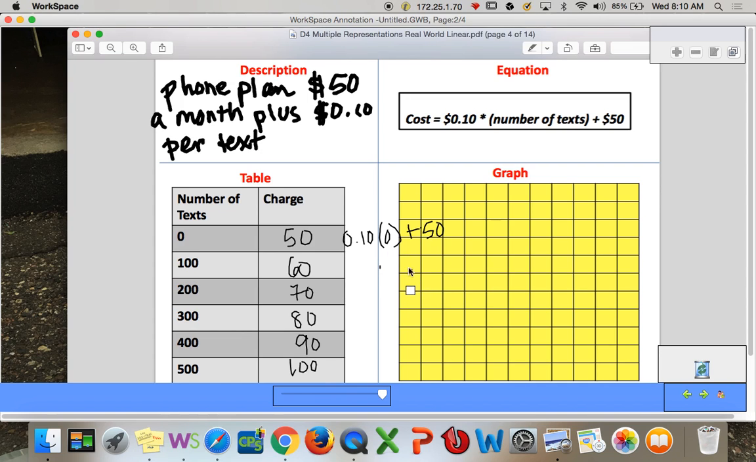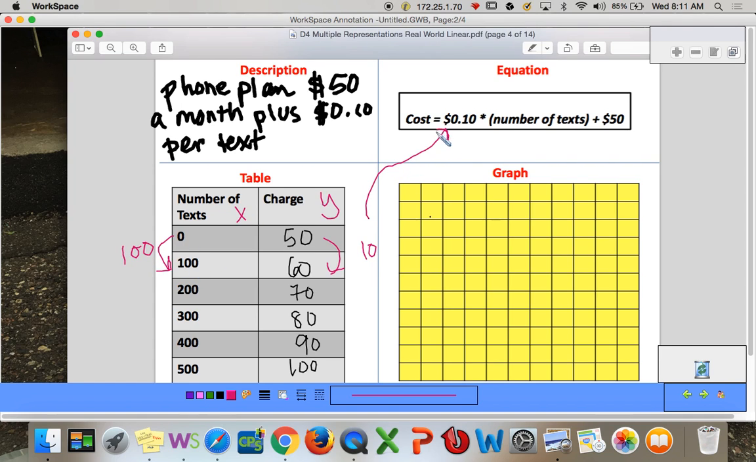All right, so to get the slope of 10 cents, because we see it's going up in our table by 10, but our slope isn't $10, our slope is 10 cents. Here's how you can figure out slope. You're going to look at your change in y and your change in x. So from 50 to 60, it's going up 10, and from 0 to 100, it's going up 100. So to get our slope right here, it's rise over run, and rise is our y value. So to get that 10 cents, they're doing 10 divided by 100.